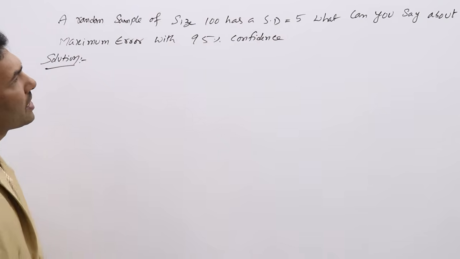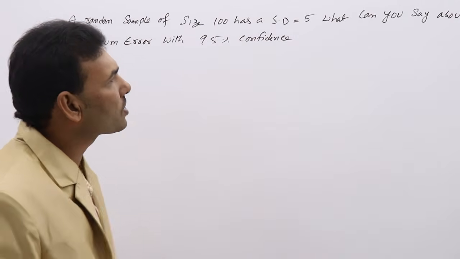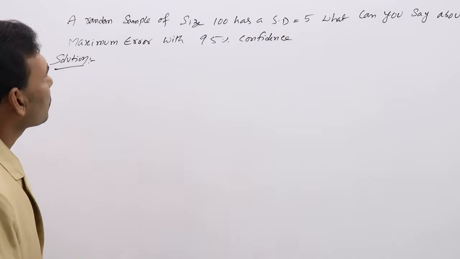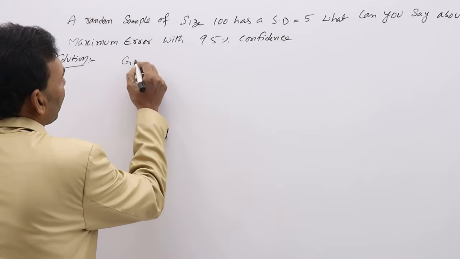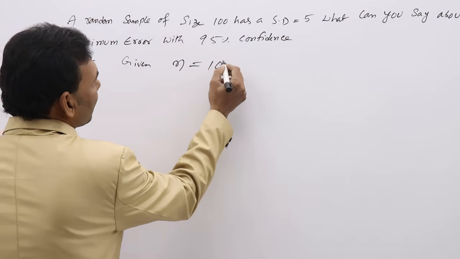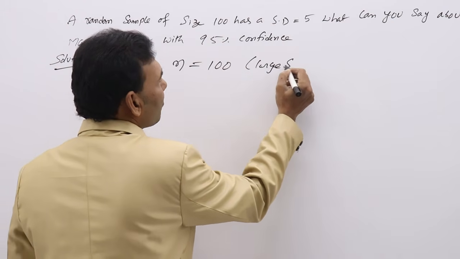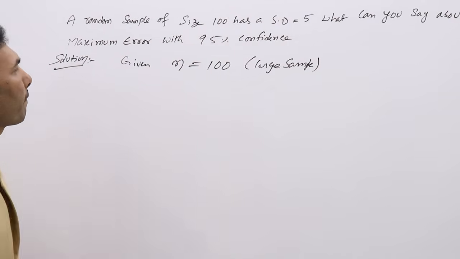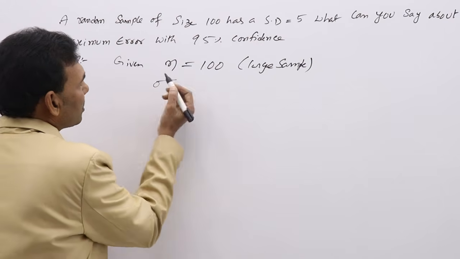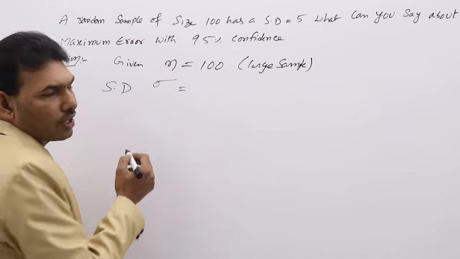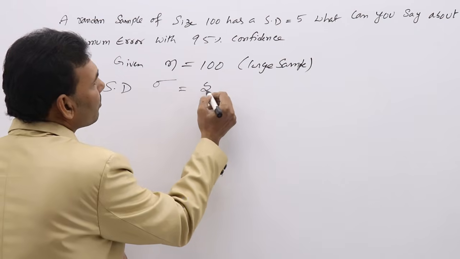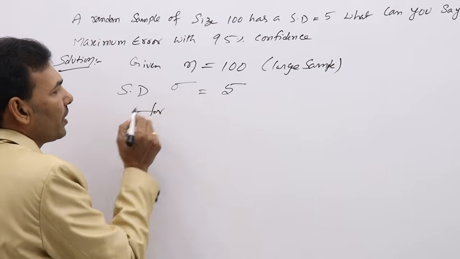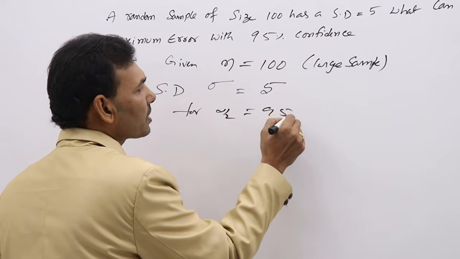A random sample of size 100 has SD 5. What can you say about the maximum error with 95% confidence? So here, the given sample size is 100. 100 means that is a large sample, greater than 30. And for a large sample, the SD you need to consider as the population SD. Sigma is given, and the confidence percentage 95% is given.